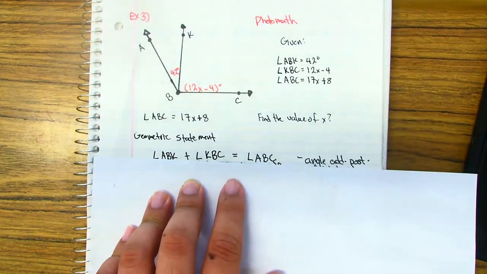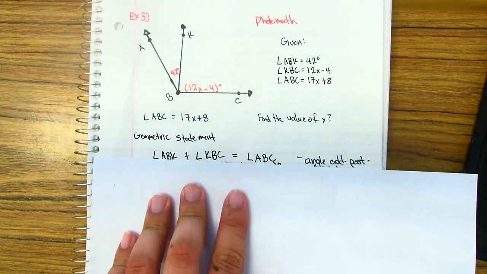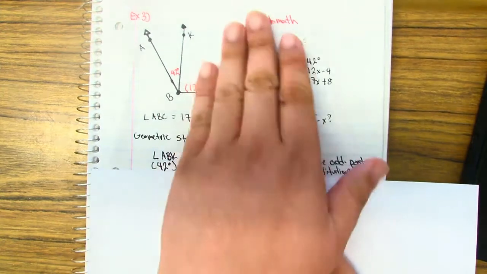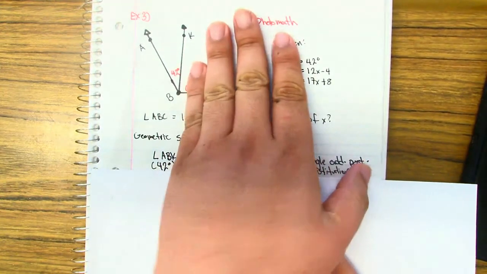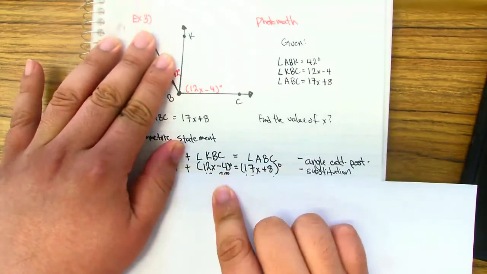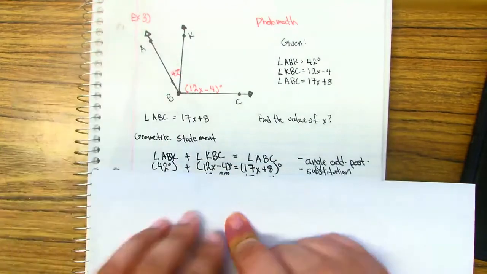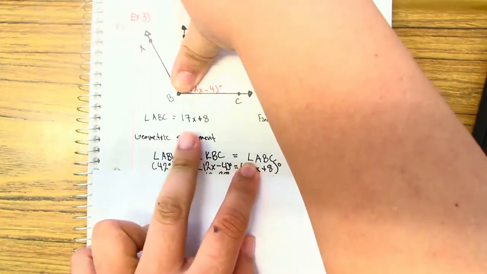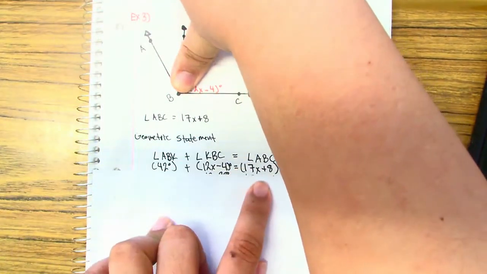Next step, everything should be going down smoothly, as all I need to do is substitute the values. I substitute the value of ABK with 42. I substitute the value of KBC with 12x minus 4. And I substitute the value of ABC with 17x plus 8.